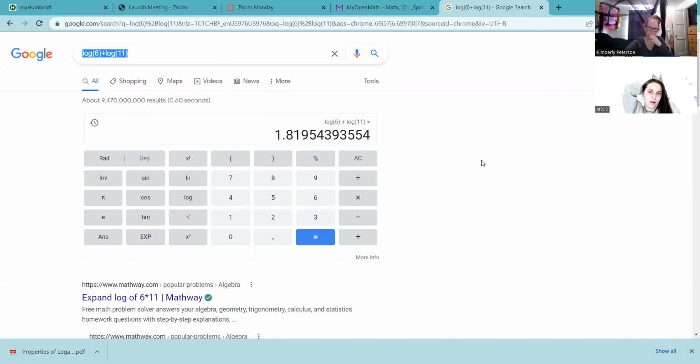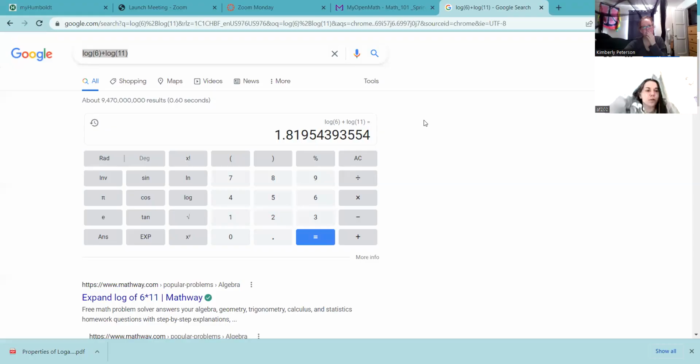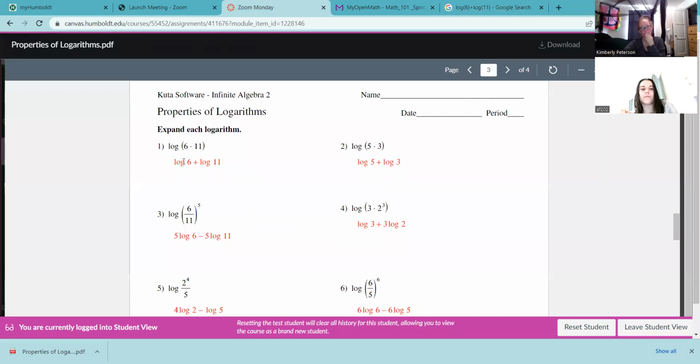And then, I think that was my main question. I just wanted to know if each log was its own expression, and if you had to solve for an individual one, because the way that you break it up makes it look like you have to solve for each expression individually. It looks like you're adding log base 10 of 6 plus log base 10 of 11.